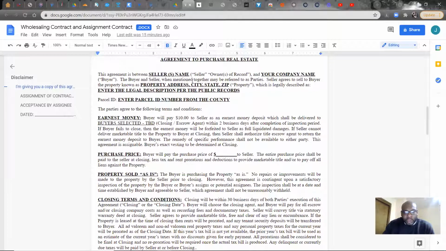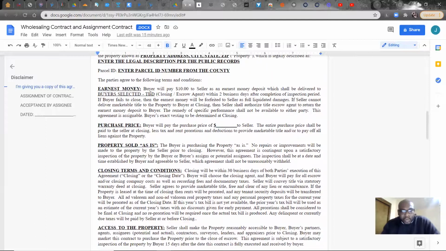Agreement to purchase real estate. This agreement is between seller's name and your company name. That's where you will put your name or your company name. The buyer and the seller, when mentioned together, may be referred to as the parties. Seller agrees to sell to buyer the property, and then you put the property address. It's pretty straightforward, so I'll skip through it.